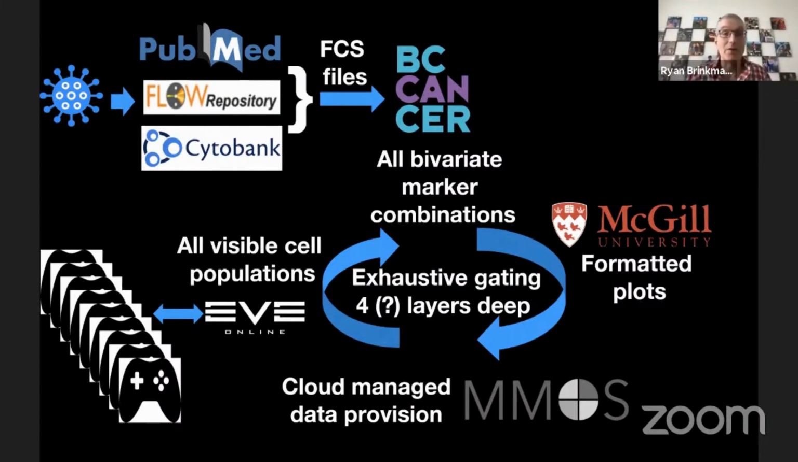Anyway, I write to people saying, please share your data. We get the data. We look at all bivariate combinations of markers. We hand that over to our collaborators at McGill, who format plots in a way that's gamified for the users and make the colors nice so it fits into the architecture of EVE Online. That gets handed over to Massively Multiplayer Online Science, which is a company that's devoted to citizen science. Who knows these things exist? Which then pipes the data to EVE Online, who show that to the players. And then they gate everything on that first level, all those first level bivariate plots, and hand it back to us. We do some fancy math, and then we're going to iterate through all the levels.